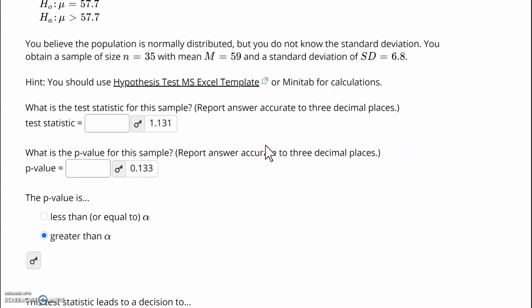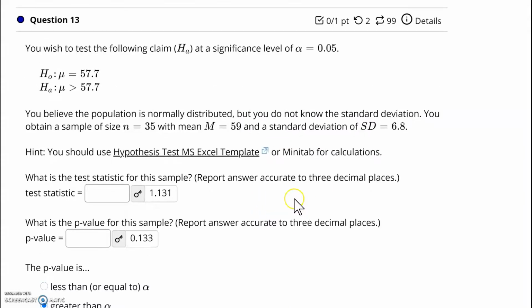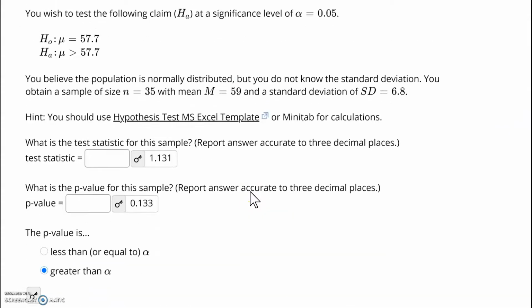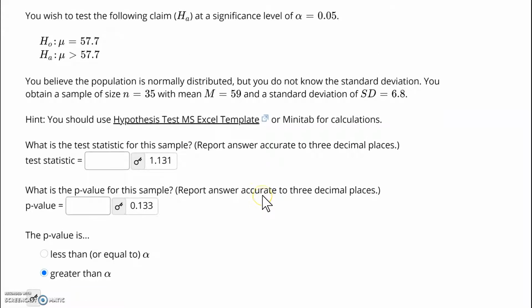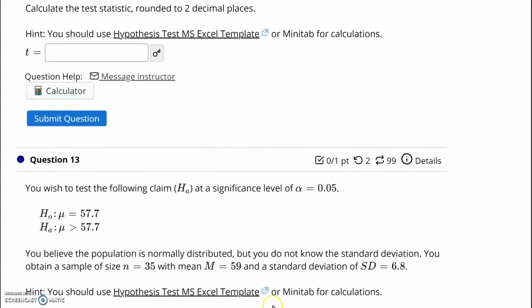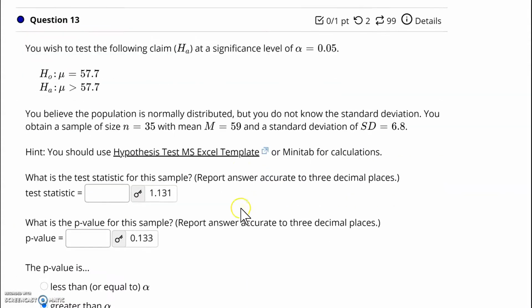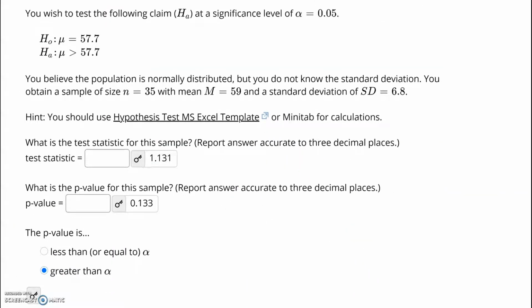But let me take you through the other technology here to show you. So the second one I'm going to use is Minitab. If you're going to use my template, you could probably shut the video off now because you got everything you need. For this question, all you need to do is get the t statistic, which is right off of my template. So you could just type those numbers in to get that. All right, so question 13, let's move on to Minitab.